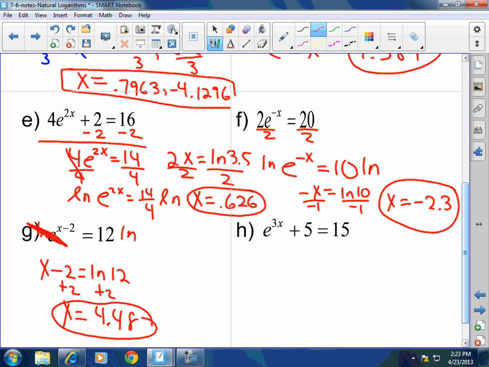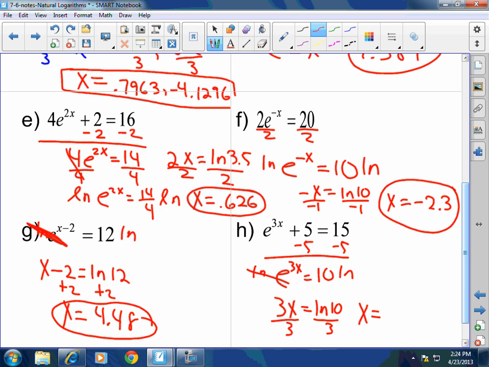And last but not least, I'm going to go ahead and subtract 5 from both sides. E to the 3x equals 10. I'm going to ln both sides. When I ln an e, it cancels. I have 3x equals ln of 10. Go ahead and find what x is, which is ln of 10 divided by 3, gentlemen, which would equal roughly 0.77. That's exactly correct.